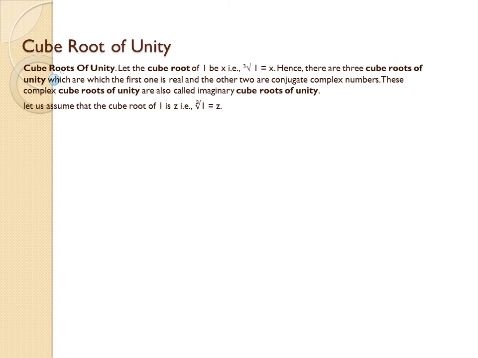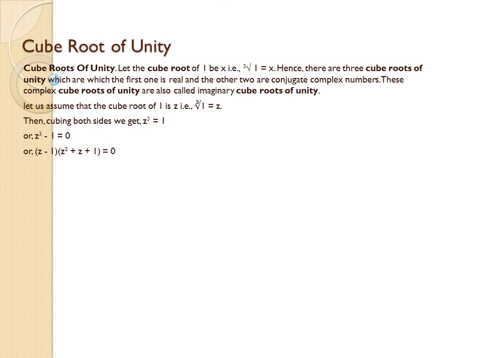Now how to deduce these things? Let us assume that the cube root of 1 is z. So cube root of 1 equals z. Now we cube both sides. So 1 equals z cubed, or z cubed equals 1. Now I put this 1 on the left-hand side. So z cubed minus 1 equals 0. z cubed minus 1 means a cubed minus b cubed, where a is z and b is 1. The formula a cubed minus b cubed is a minus b into a squared plus ab plus b squared. So here z minus 1 into z squared plus z plus 1 equals 0.